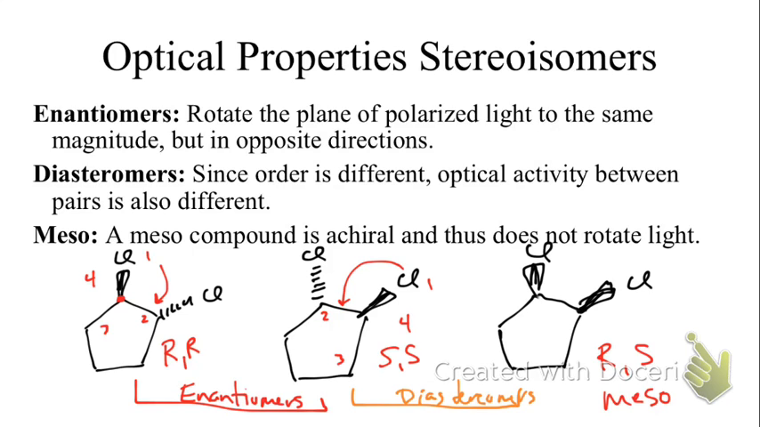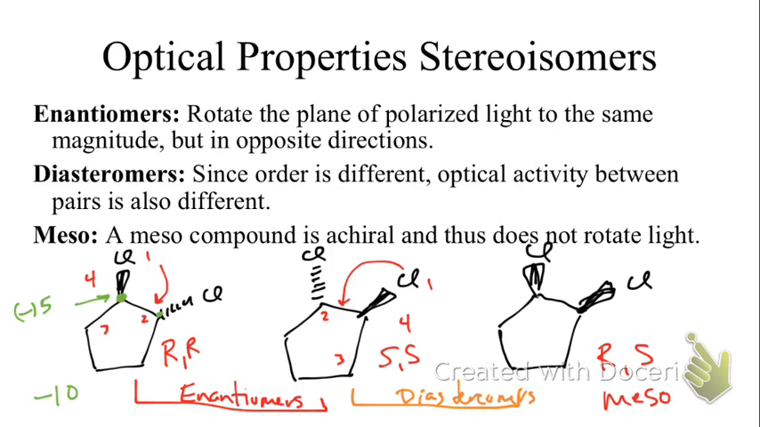Okay, so if an individual R chiral center, in this case with our chlorines, rotates light in the negative direction by -5 degrees, what happens when it encounters this one? Same thing, it rotates it by another -5. Our optical activity for a single molecule we might expect to be -10.